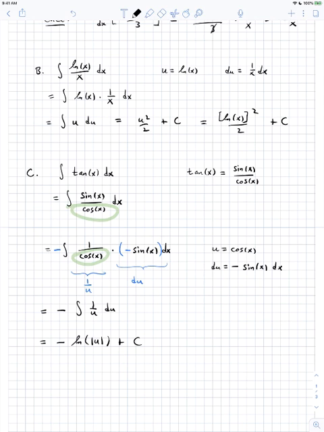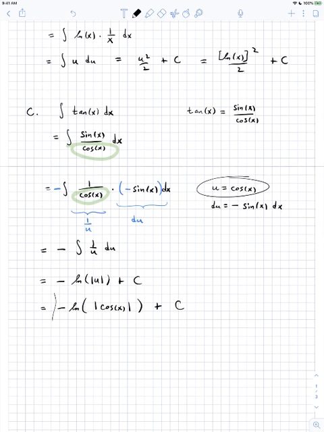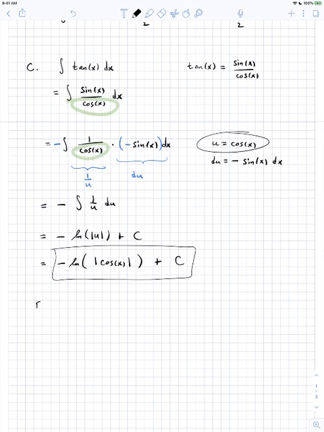And of course, what is u? u is cosine of x. So we can write this as minus ln of the absolute value of cosine of x plus a constant. And that's our answer. And sure enough, if you compute the derivative of this, you do get tangent. However, there is another way that this is commonly written. So let me just write this as a remark.